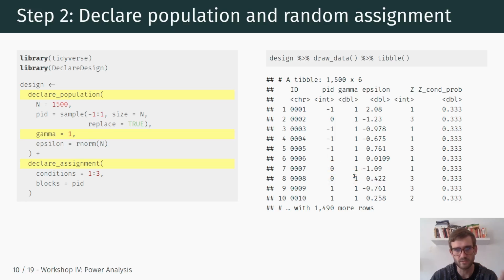We have our gamma, which is just constant at 1. We have our epsilon, that's the error term that we don't observe, but that is part of our underlying data generating process. We have our assignment variable, which is called z, and then we have additional information for the conditional probability of z, which is just equal because we have basically equal random assignment across blocks that are also equally divided. So the probability for each treatment group is just 0.33. Okay. So this is the first step, declaring the population and the random assignment.